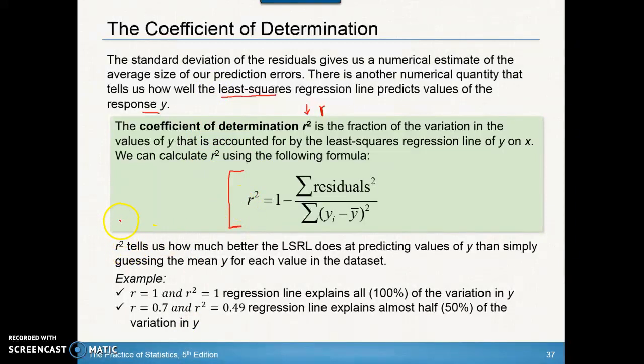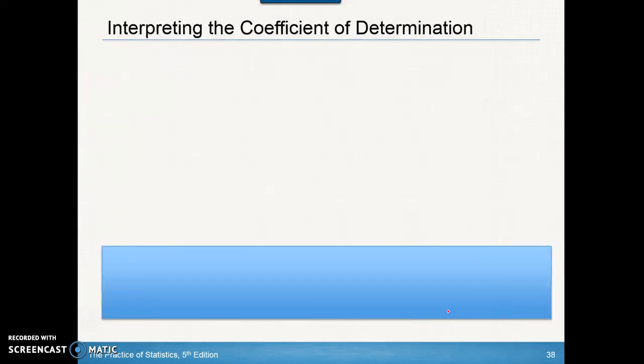Now, that means R-squared is always going to be between 0 and 1. The R-squared is going to tell us how much better the least squares regression line does at predicting the values of y rather than simply guessing the average of y for each data set. So basically, if r is 1 and R-squared is 1, then that means that the line explains 100% of the variation in y. If R-squared is equal to 0.49, then that says that the regression line only explains about half of the variation. So only half of the variation being explained is not as good as 100% of the variation being explained.